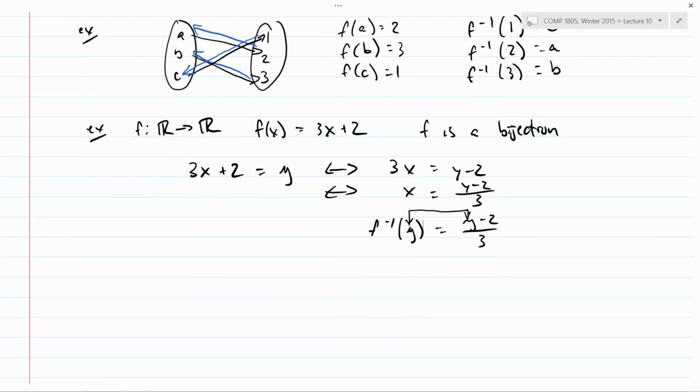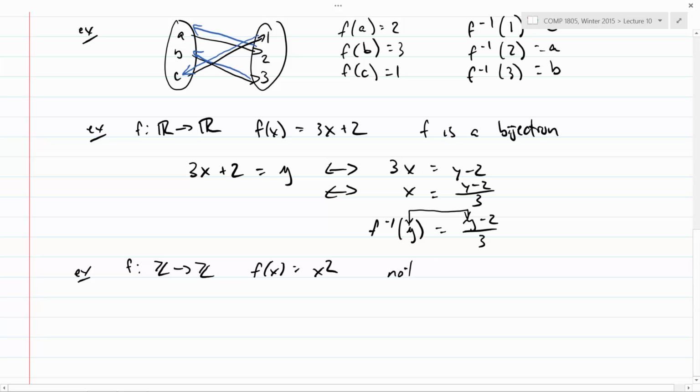Okay, so one more example. If I said from the integers to the integers, I have that f of x equals x squared. What's the inverse of that going to be? Yeah? No inverse, why not? It's not bijective because it's not injective and not surjective, although if it were missing just one of those, it wouldn't be. Right? So this is not invertible because it's not bijective.